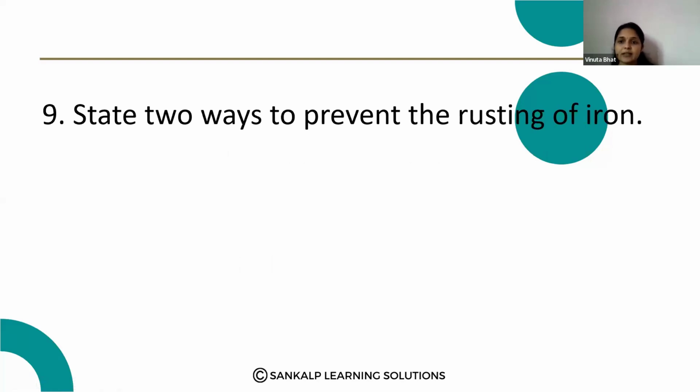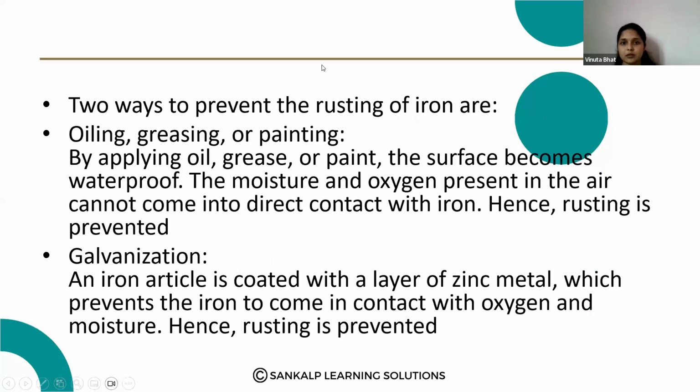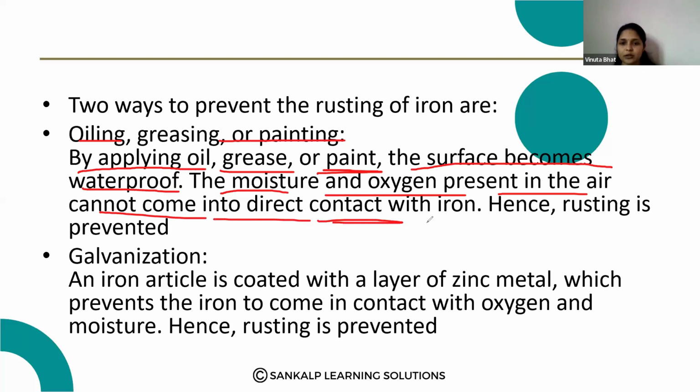State two ways to prevent the rusting of iron. How is rusting of iron prevented? Here we can prevent the rusting of iron by oiling, greasing or painting. By applying oil, grease or paint, the surface becomes waterproof. The moisture and oxygen present in the air cannot come into direct contact with the iron. Hence, rusting is prevented.